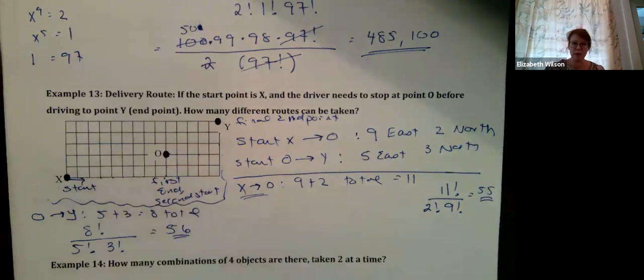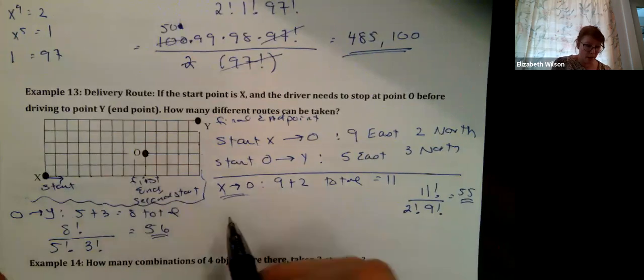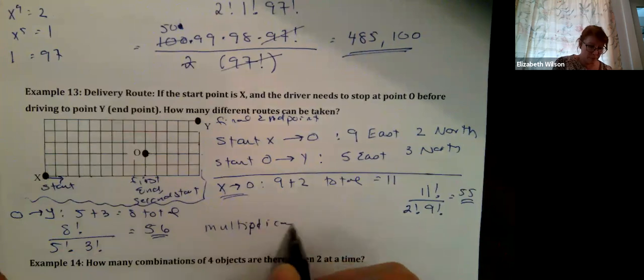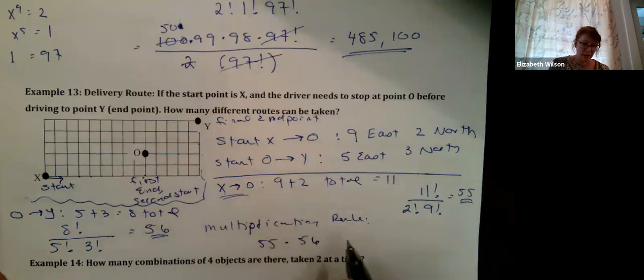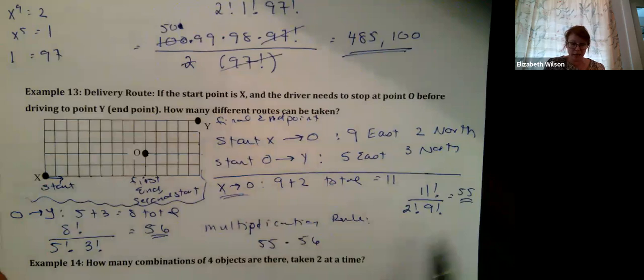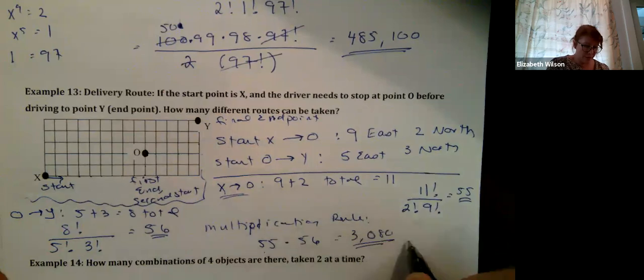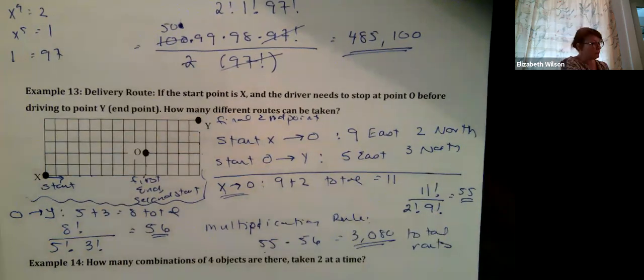Now remember the original question that we had to do. I have to go X to O and then O to Y. So I'm going to use my multiplication rule. I can spell multiplication rule. And I'm going to multiply 55 times 56 because that gives me my X to O and O to Y. And when I multiply that out, I have 3,080 total routes. This is why you don't want to count them out yourself. You want to have a way of thinking about it. Okay, give you a second to finish writing that down.